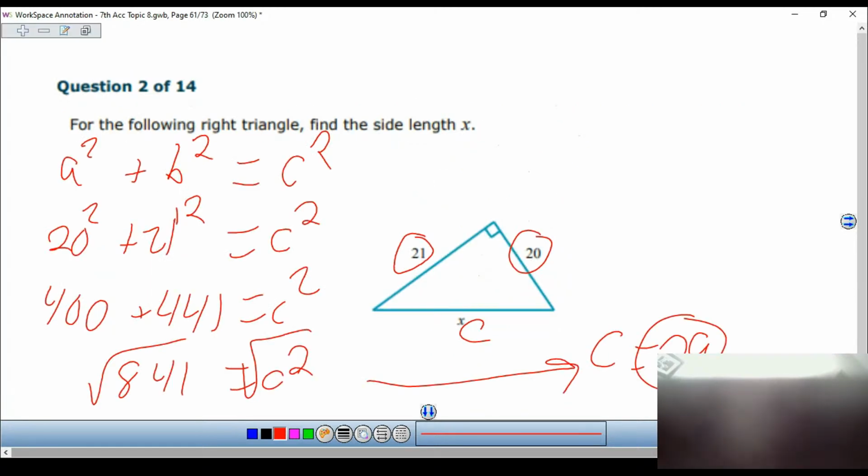All right, so this is question 2. So we had a squared plus b squared equals c squared. And again, we had the two lengths, the two legs, I should say, that were on the right angle. So 20 squared plus 21 squared equals c squared. And we squared the 20 and the 21, added them together to get 841. Then you square root 841, and you end up with c, which is 29. Okay? Does that help?